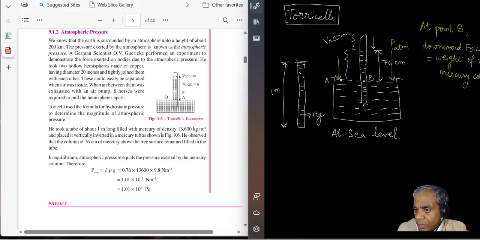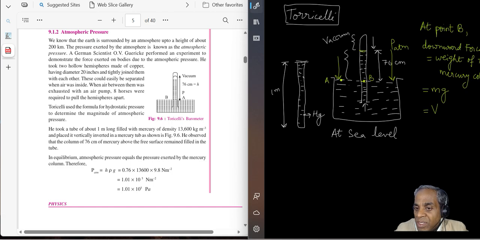Okay. So what is this weight? Weight is nothing but mass of mercury of this much height multiplied by acceleration due to gravity. Weight is nothing but a force, so force is equal to mg, we understood. Now what is the mass of this column? Mass is nothing but volume into density, where volume is height into cross-sectional area. So just understand this as a small cylinder.